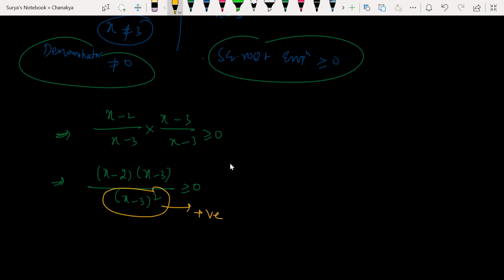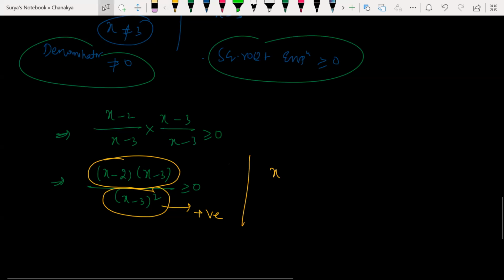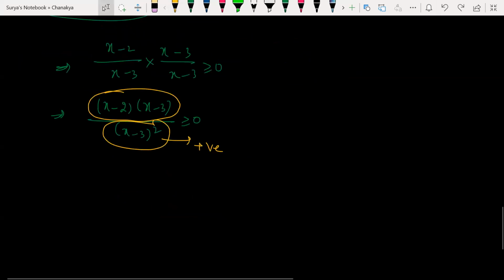Real number, yes sir. Square is always positive, right? So the denominator is always positive. So I need to focus only on the numerator now. Look at this. How can I do it?